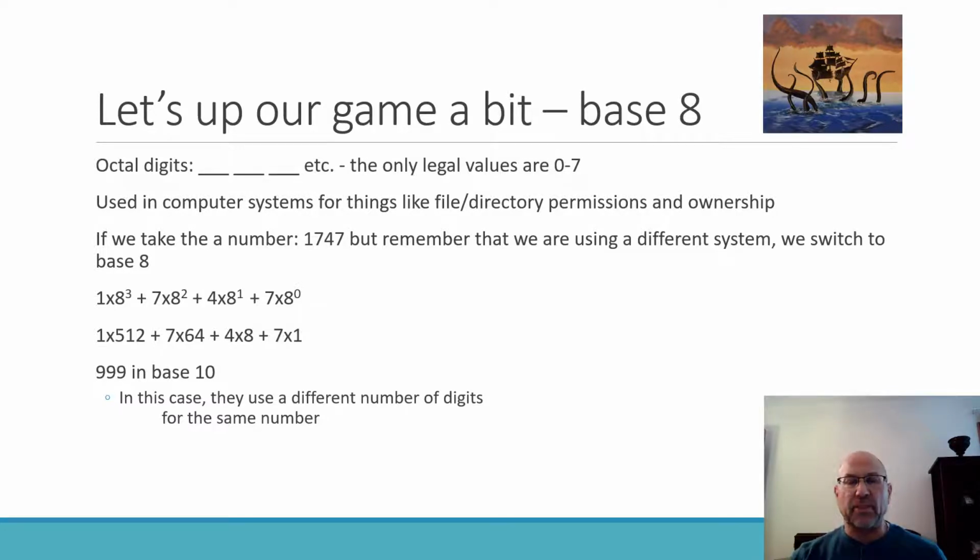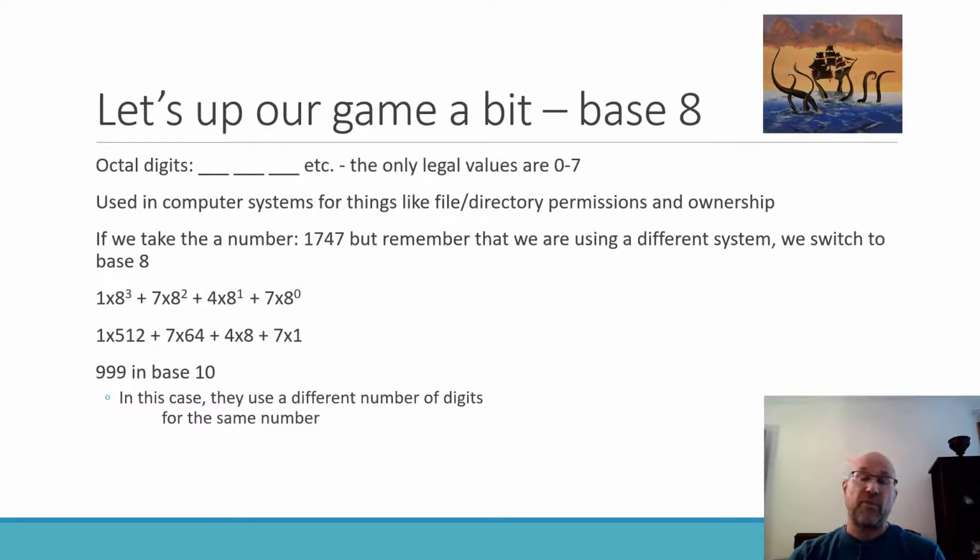So let's try an example. If we take a number, 1747, and we know that it is an octal number, well, then what we're going to do is switch to base 8, which means that each one of these digits is a multiple, multiplying times one of those powers of 8.